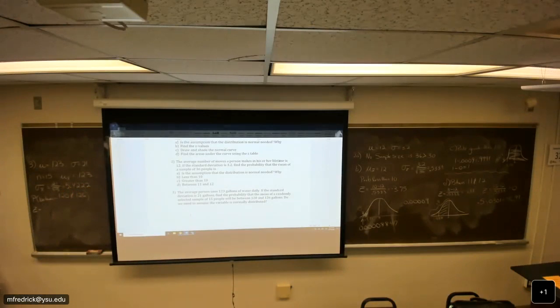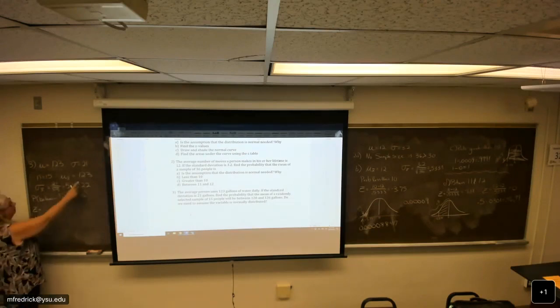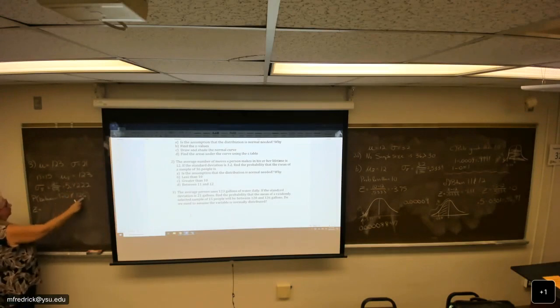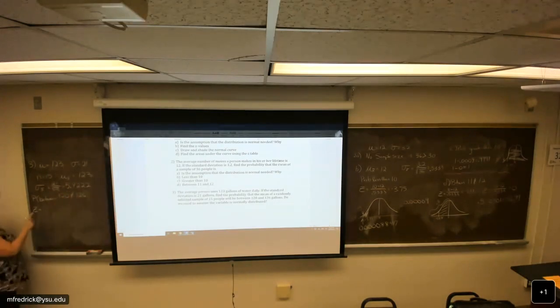You're getting the same values for your Z, only one's negative, one's positive, because it's an equal number of units. 1, 2, 3 is 3 units either way. So your Z value should be the same, just one positive, one negative.